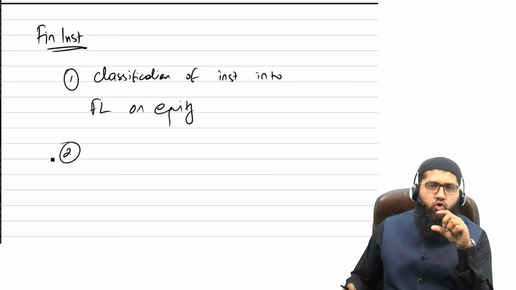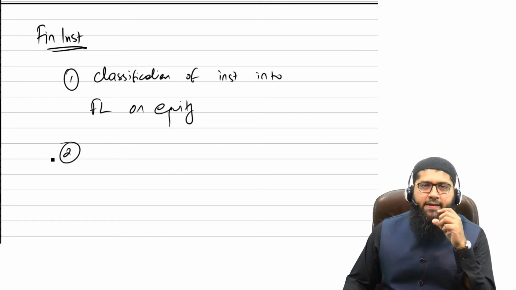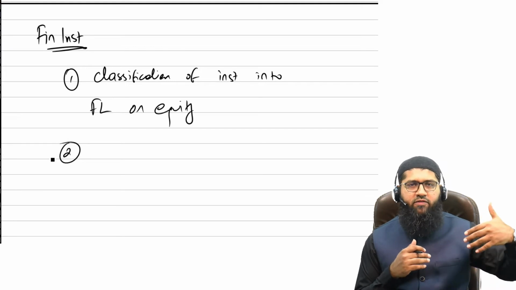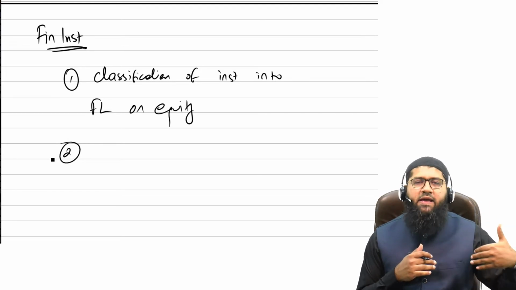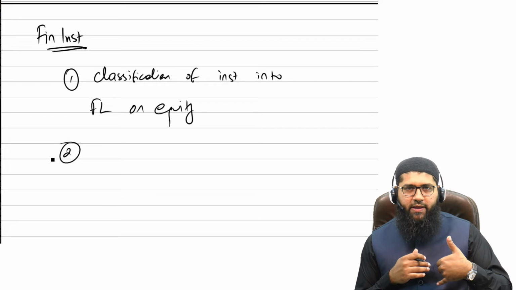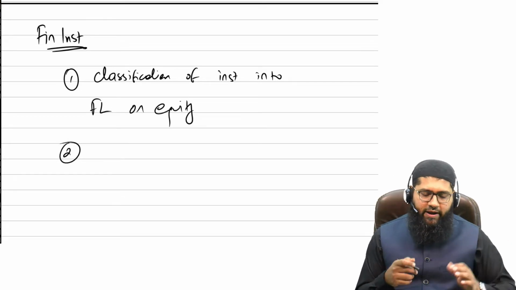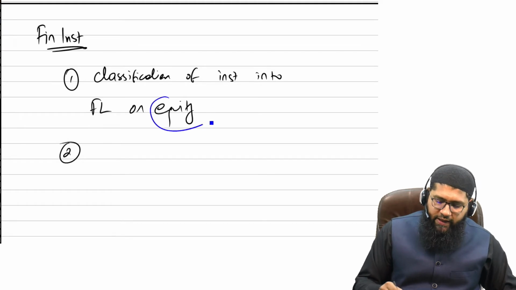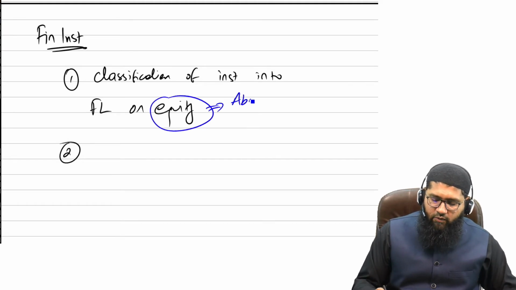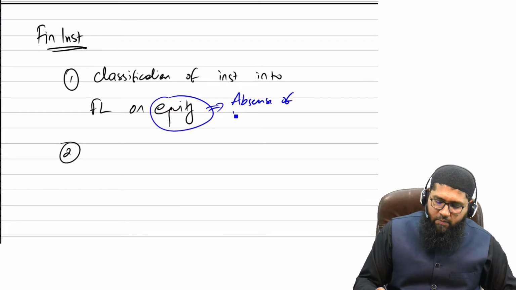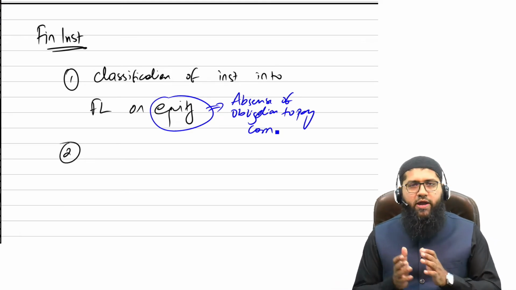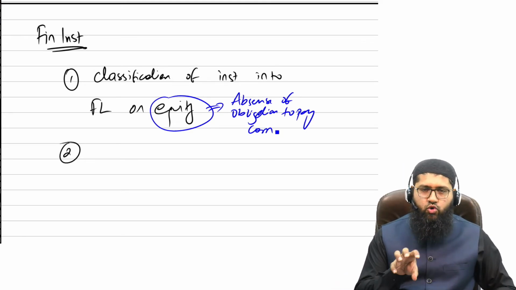When you are doing financial instruments, you should be able to focus on what is the distinguishing factor between a financial liability and equity. I can give you good guidance on this also. When we talk about equity, the key feature of equity is the absence of an obligation to pay cash. So when you are doing it, make sure you keep this area in mind.